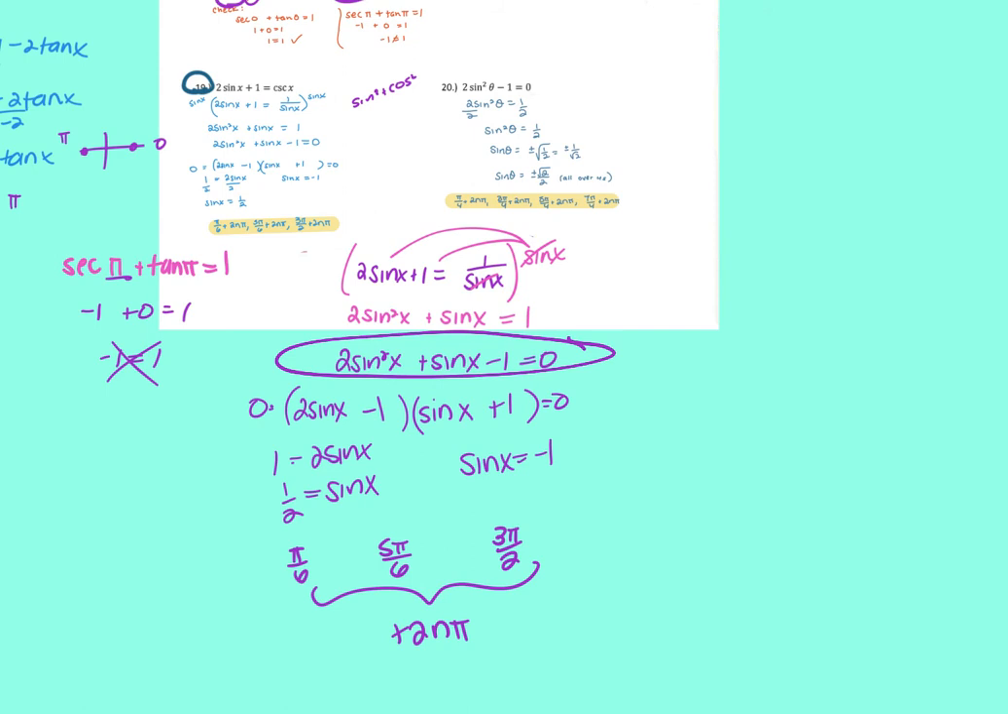Why, when you made 1 over sine and then you multiply it by sine, why wasn't it 1? It is. That's this one. Oh, okay. Yeah. The other side I distributed it.